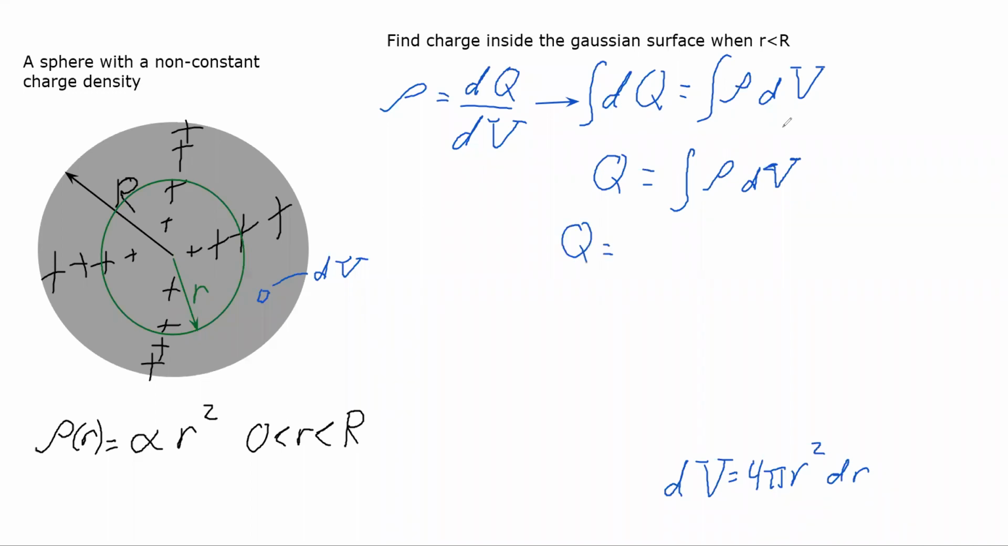So Q equals the integral of rho, which again, remember, is a function of r, and dV is 4 pi r squared dr. So we're integrating with respect to r. Now, remember what we're trying to do here. We're trying to find the charge inside my Gaussian surface when r is less than R. So here's my Gaussian surface. I am only interested in finding the charge, adding up all those shells together, from a radius of 0 to the radius of this green circle, my Gaussian surface. So my limits here are 0 to lowercase r.